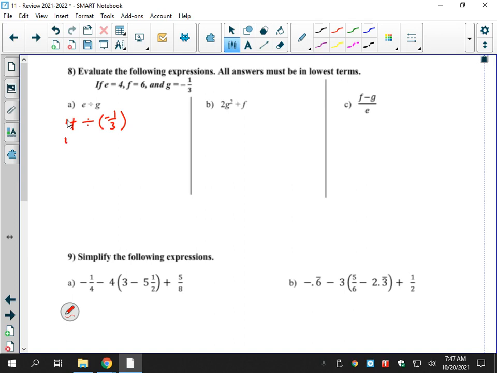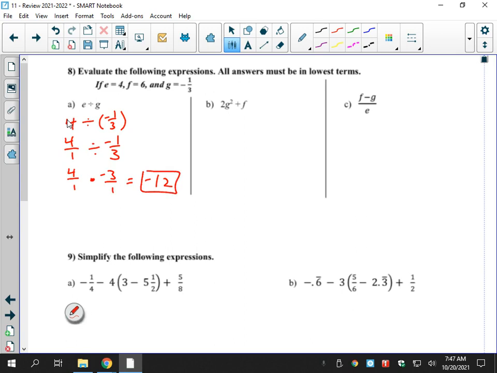Okay? So we're dividing, so that should really be 4/1 divided by negative 1/3. We're going to keep, change, flip. No cross canceling, and we get negative 12.